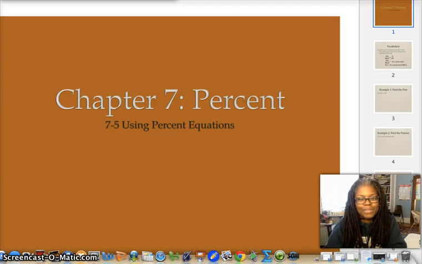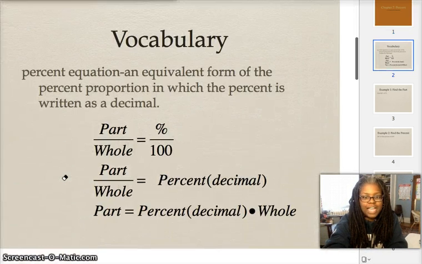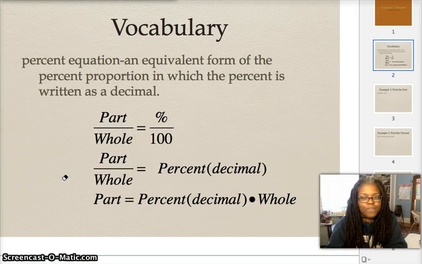Hey friends, we're in Chapter 7, Section 7.5, and we're using the percent equation. The percent equation is going to come directly out of what we know, the percent proportion. So let's pay close attention to how this concept has developed. If we look at our vocabulary, the percent equation is an equivalent form of the percent proportion in which the percent is written as a decimal.